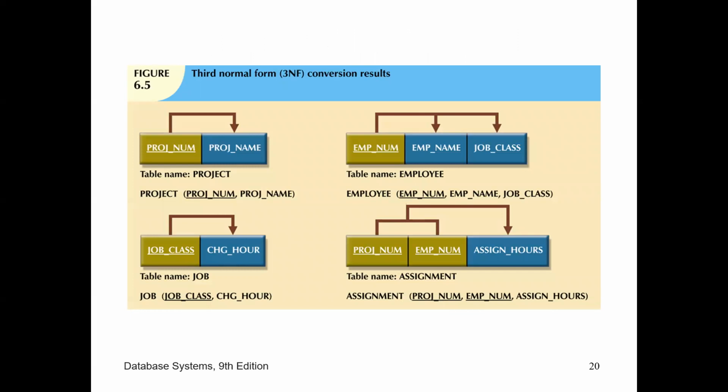In other words, after the third normal form conversion has been completed, your database will contain 4 tables. Project, with the attributes project number and project name. Employee table, with the attributes employee number, employee name, and job class. Job table, with the attributes job class and charge hour. Assignment table, with the attributes project number, employee number, and assigned hours. Note that this conversion has eliminated the original employees table's transitive dependency. The tables are now set to be in the third normal form.